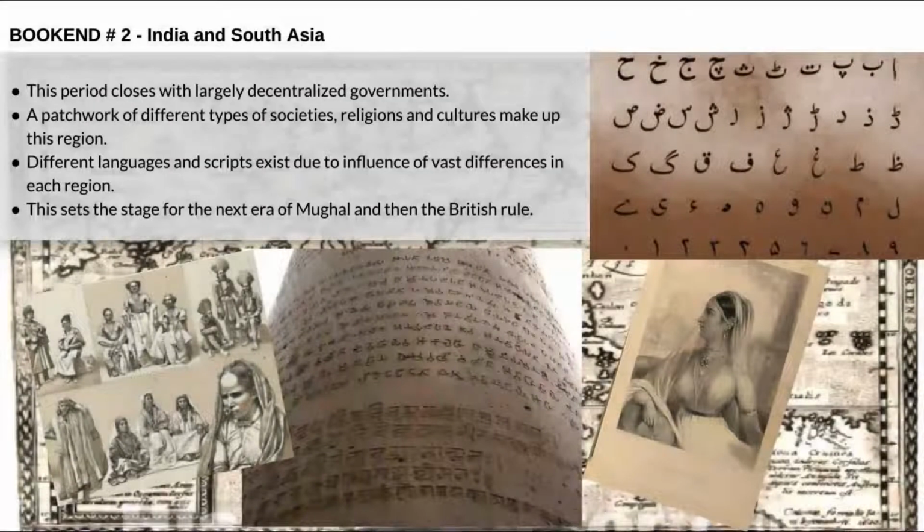Bookend number 2. This period closes with largely decentralized governments. A patchwork of different types of societies, religions, and cultures make up the society. Different languages and scripts exist due to the influence of vast differences in each region. This sets the stage for the next era, Mughal, and then under the British rule.